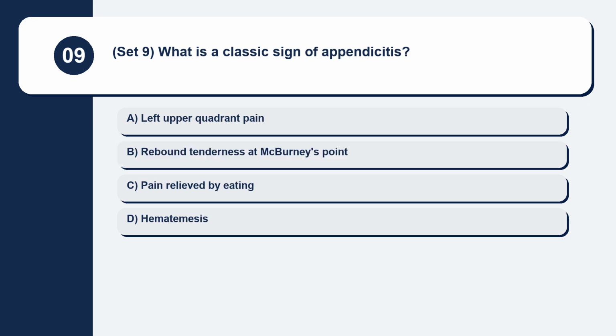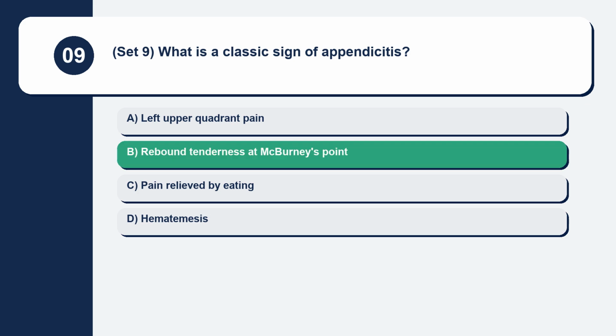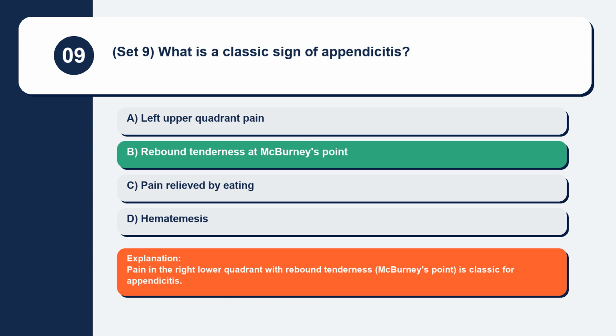Question 9. Set 9. What is a classic sign of appendicitis? Left upper quadrant pain, rebound tenderness at McBurney's point, pain relieved by eating, hemoptysis. Pain in the right lower quadrant with rebound tenderness, McBurney's point, is classic for appendicitis.